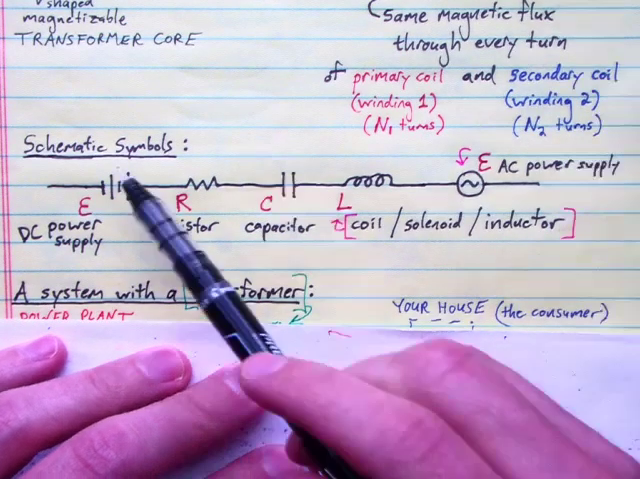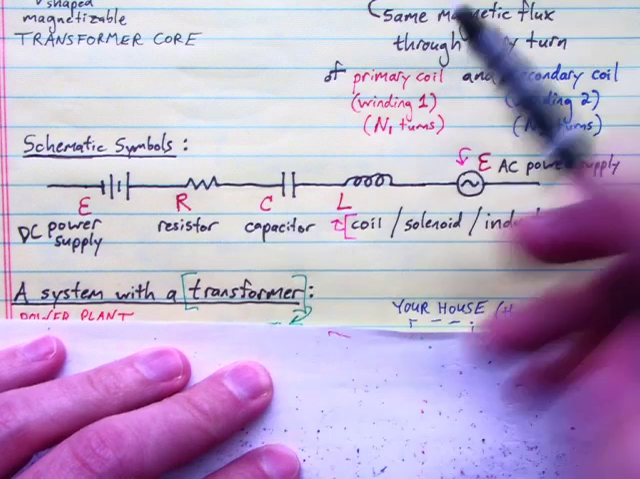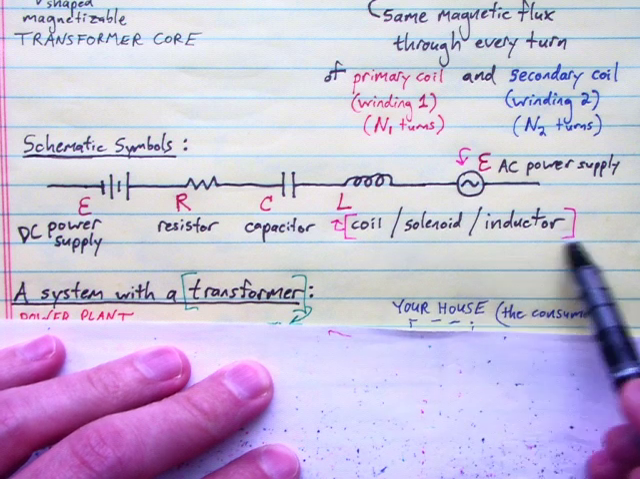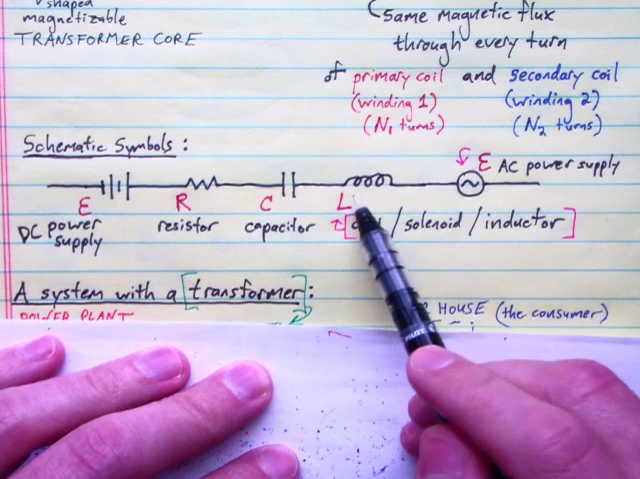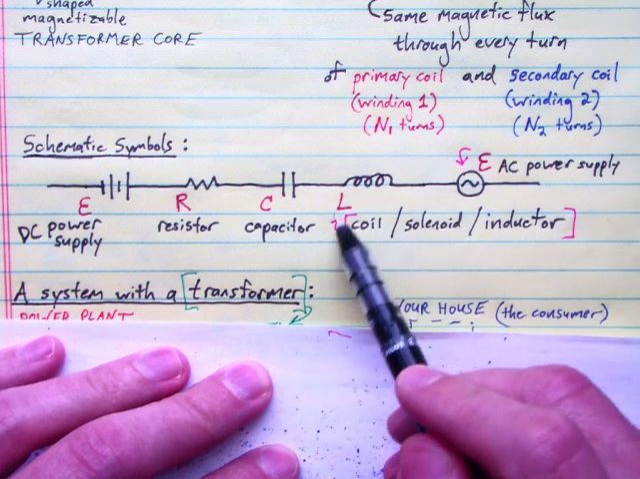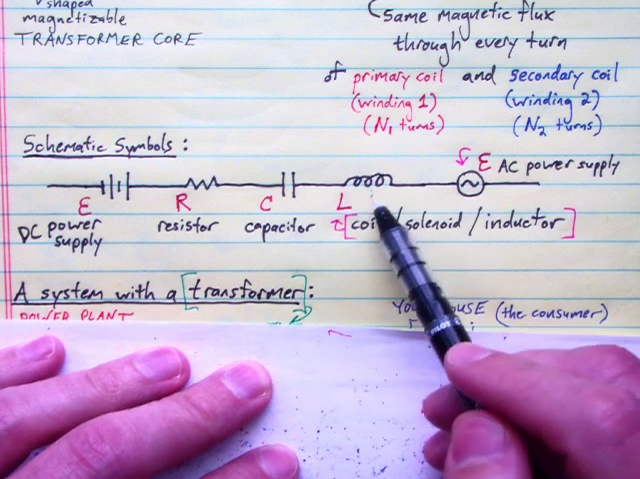So a quick recap of some schematic symbols: a power supply, a resistor, a capacitor. For a coil or a solenoid, or we will also be now calling it an inductor, three names for the same thing. If we put one of those into a circuit, it has a symbol that looks like this, like a little spring here. So L for inductance is how we would label this circuit element.